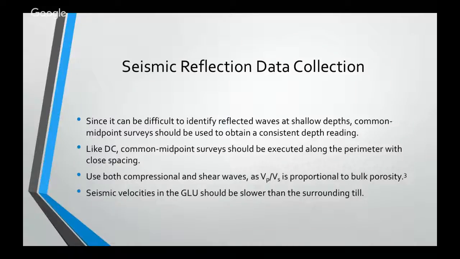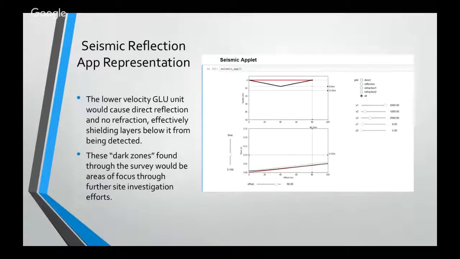For the seismic reflection data, we know that the upper layer is till, so it has a higher seismic velocity compared to the GLU. The GLU has a lower seismic velocity, so what we're looking at is only the reflection, not the refraction, because a lower velocity underneath would result only in reflection. We propose using common midpoint survey data, and as you can see there, if we have a dark zone, that should be the one we're focusing on. That should be indicative of the GLU unit.